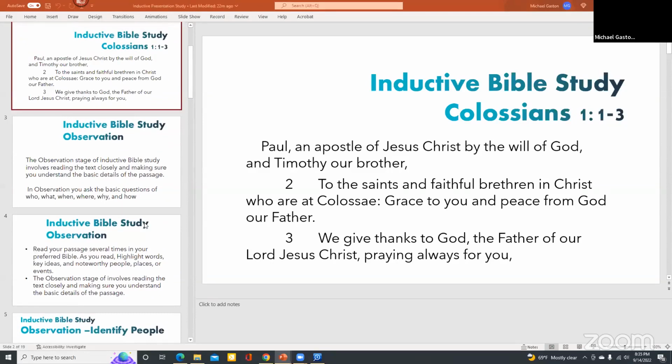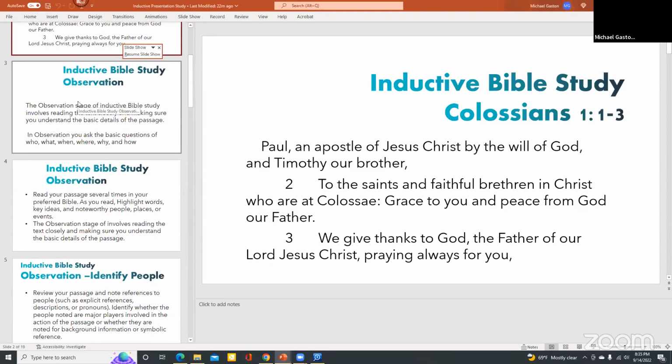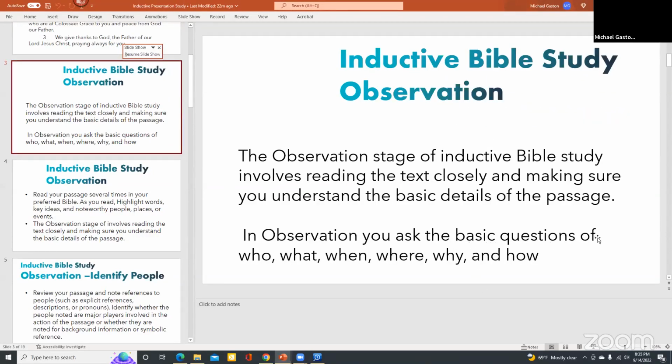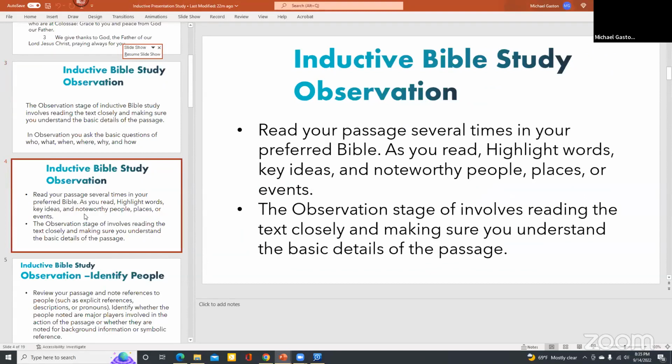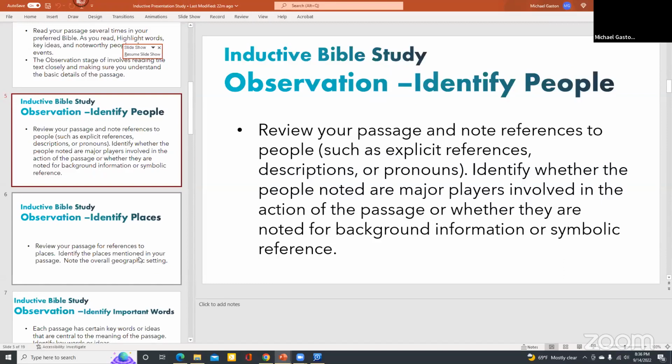And something else you want to do with the inductive Bible study: remember, ask the basic questions: who, what, when, where, why, and how. You want to do that with as much information as you're gathering. And this is just for your own basic study. So you want to read the passage several times. You want to highlight the words, key ideas, and noteworthy people, places, or events. The observation stage involves reading the text closely and making sure that you understand the basic details of the passage.